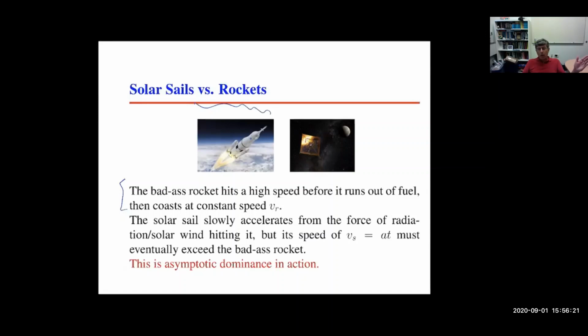It starts very slow, but if something starts slow and keeps getting faster, it will eventually be faster than something that is moving at a high speed. And that is the idea that we want with asymptotic dominance. We don't care about small n. We care about what's happening in the limiting case.